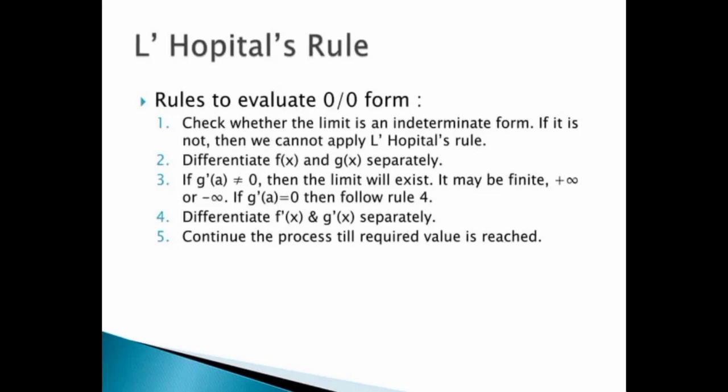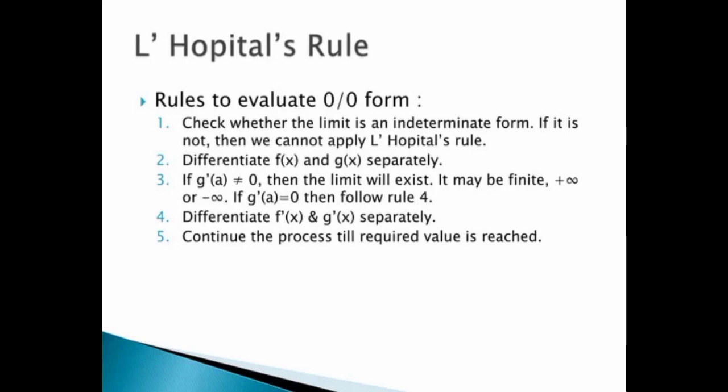So, the rules to evaluate the 0 over 0 form. First, check whether the limit is an indeterminate form. If it is not, then we cannot apply L'Hospital's rule. Number 2, differentiate f of x and g of x separately. The third one: if g prime of a does not equal 0, then the limit will exist. It may be finite, infinity or negative infinity.